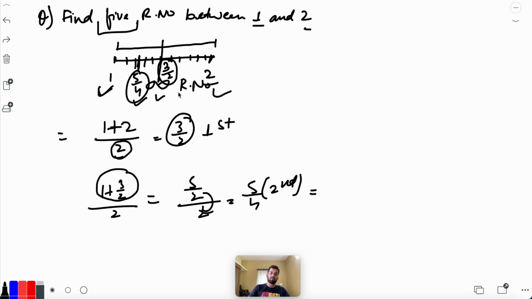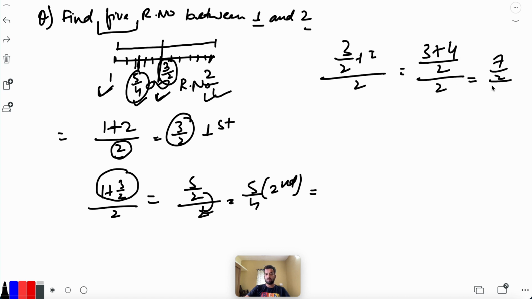Now what can we do to find the third one? Take this and take this. So 3 by 2 plus 2 by 2, right? Now, 3 by 4 by 2 by 2, 7 by 4 by 2, and 7 by 4. Again, what is the middle term of this? 7 by 4. We got the third one. See, the third one I'm just circling.